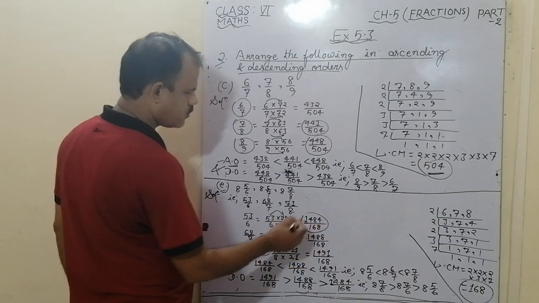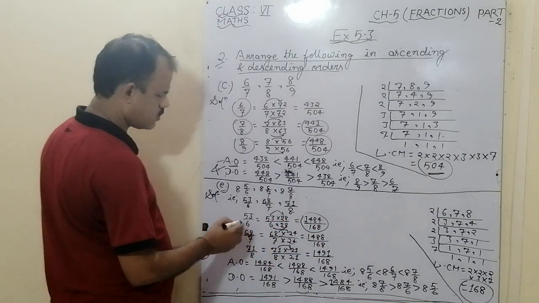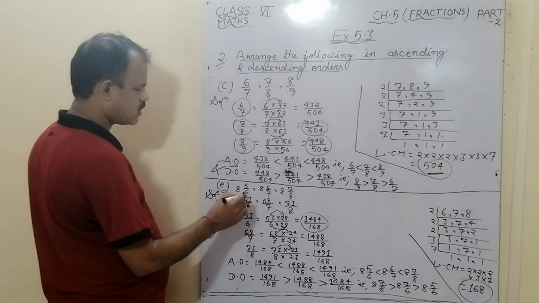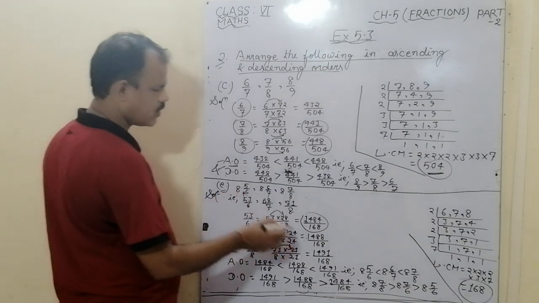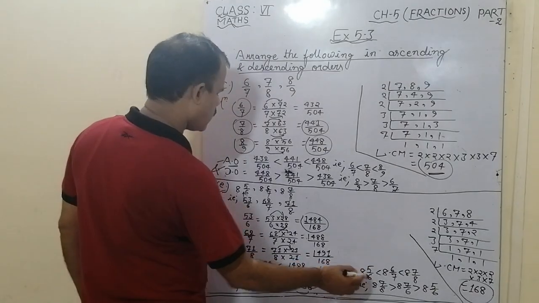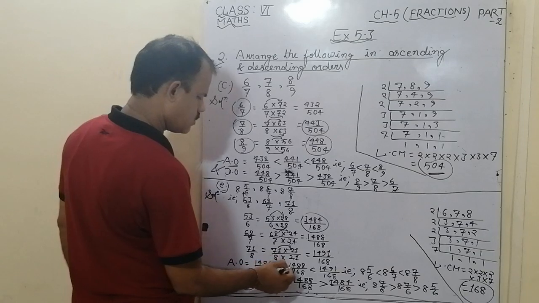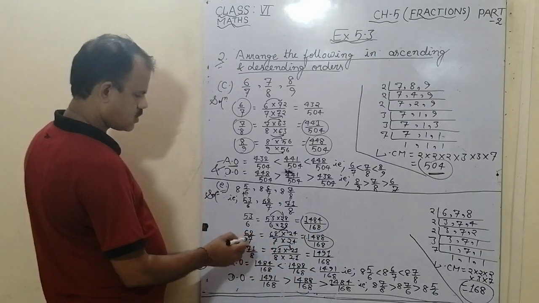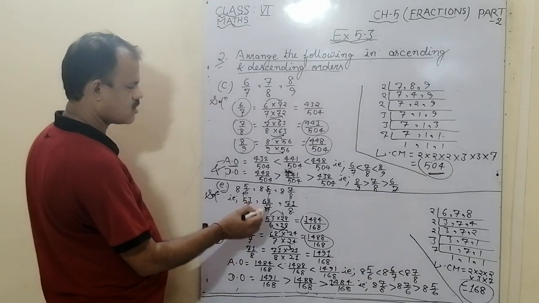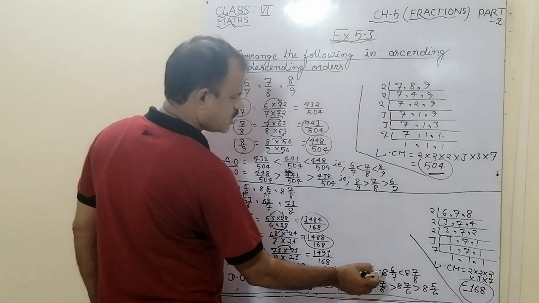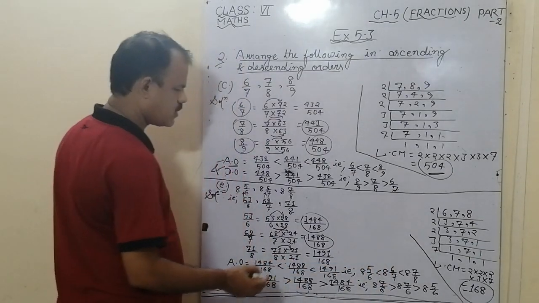So look here, 1484 by 168 represents 53 by 6, and 53 by 6 represents 8 whole 5 by 6. So in place of this we write 8 whole 5 by 6. In place of 1488 by 168, it represents 62 by 7, and 62 by 7 represents 8 whole 6 by 7. So we write here 8 whole 6 by 7.